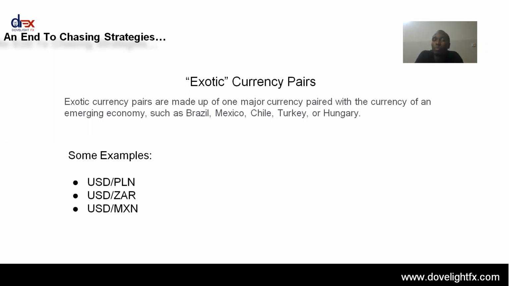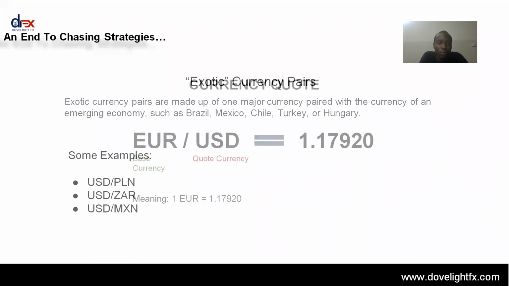Exotic currency pairs are made up of one major currency, which could be either the euro, the United States dollar, or the pound, paired with the currency of an emerging country or economy, like Brazil, Mexico. These are emerging countries. So it's a developed country and an emerging one. You can see USD PLN, USD ZAR, USD MXN. Yes, we are good to go.